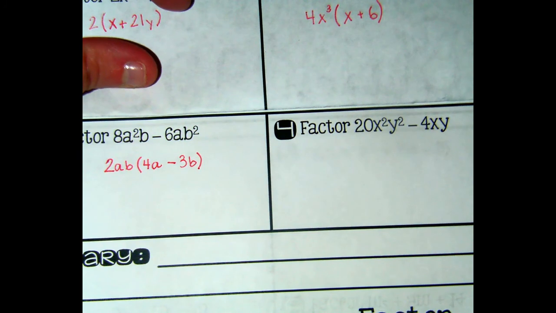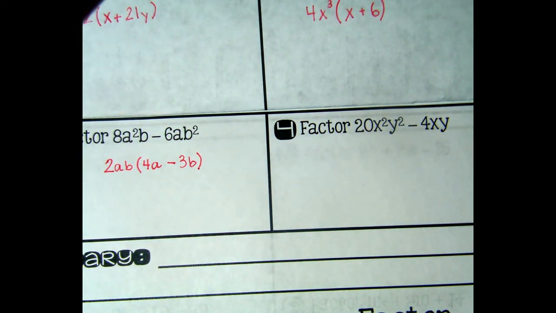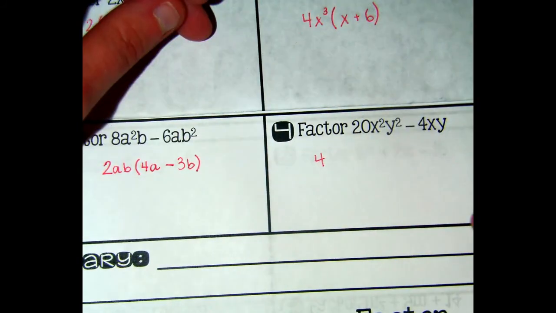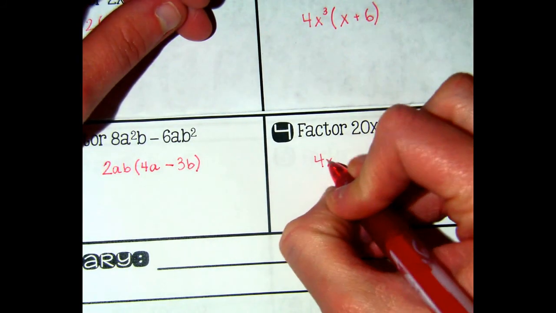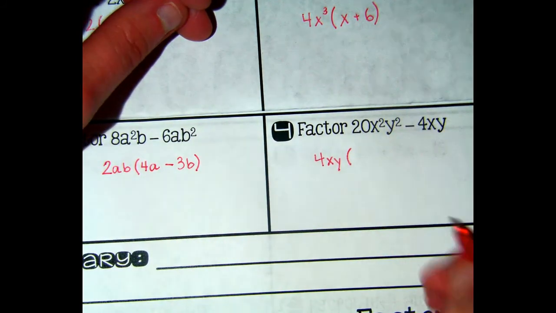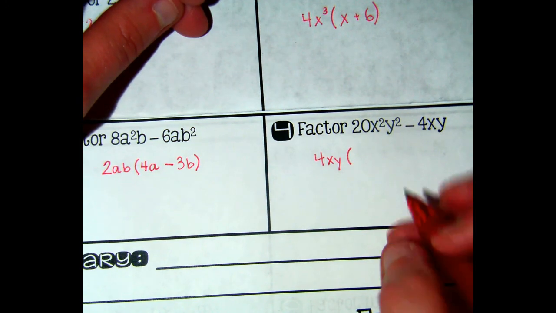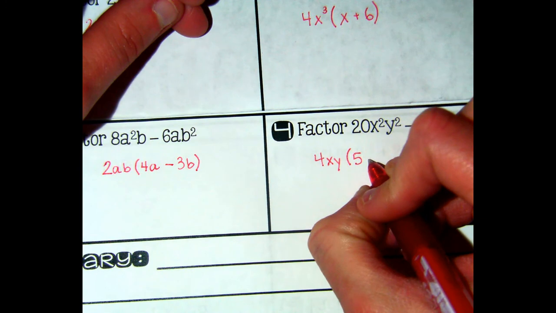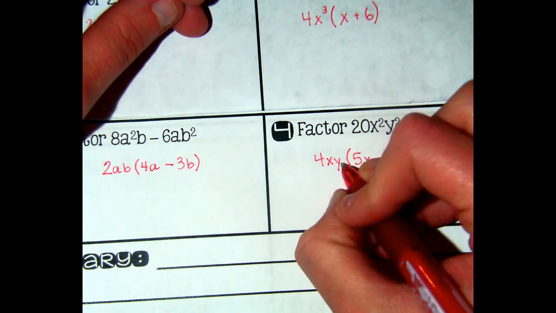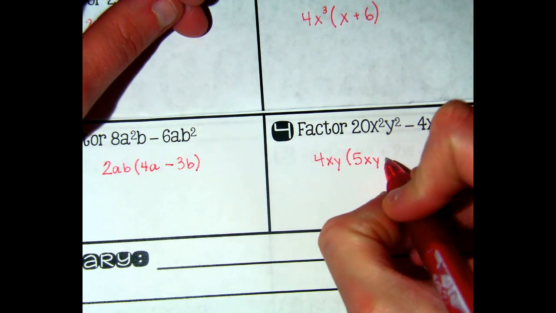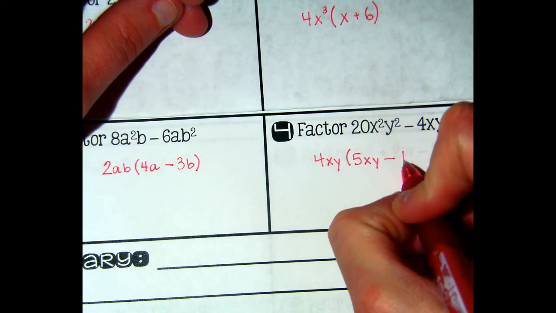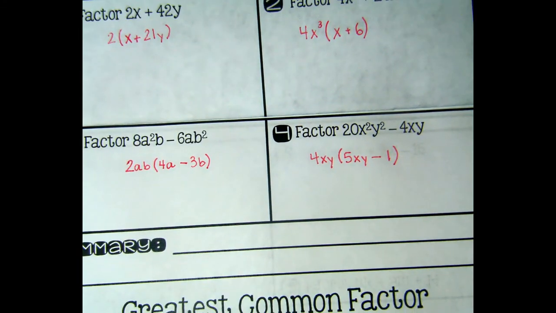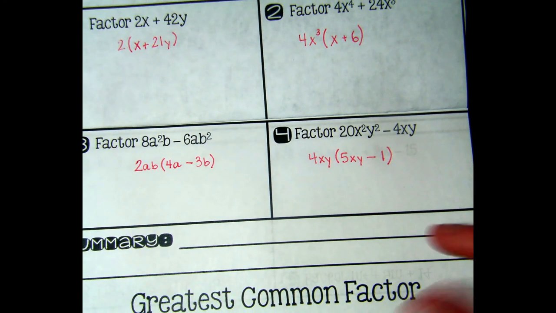Alright. And last, number 4. What'd you guys take out of number 4? Factor out 4xy. Okay. 20 divided by 4? X squared, I take out an x. Y squared, I take out 1y. Minus. Don't forget, you have to have something there, even if you took it all out. It's still like dividing. You still have something as a placeholder there.